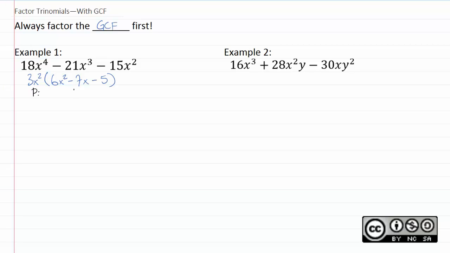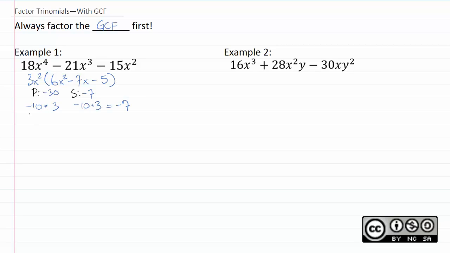So our product and our sum, we'll just look at the inside parenthetical. So our product here is negative 30. Our sum here is negative 7. Now our product is a negative number, which means that our two numbers that we're looking for are going to have opposite signs. In this case, negative 10 times 3, because negative 10 plus 3 is negative 7.